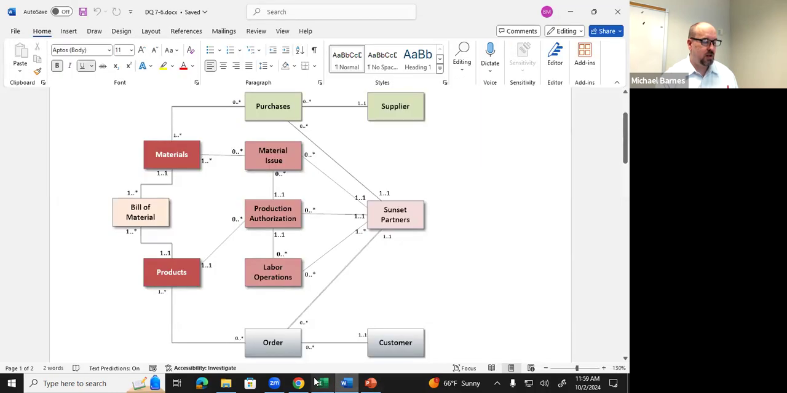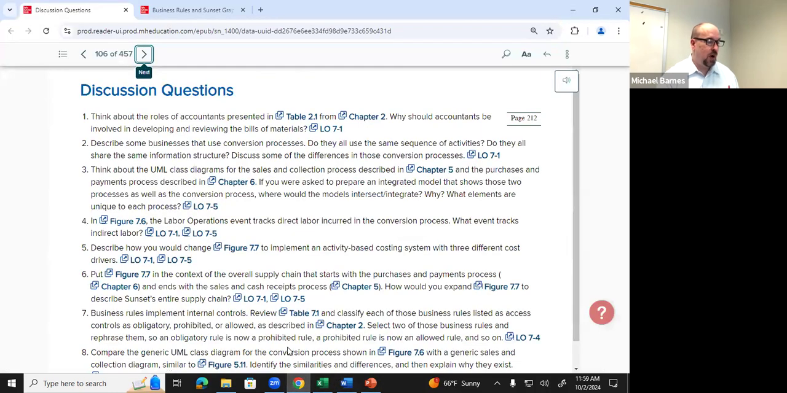Because you will notice that the question says it starts with the purchase and payments process and ends with the sales and cash receipts process. How would you expand to describe Sunset's entire supply chain? Let's talk about revenue and sales. What are the inherent activities? What are the inherent events that we have to include within the revenue process? Obviously the sale, that's part of the name, but what else?